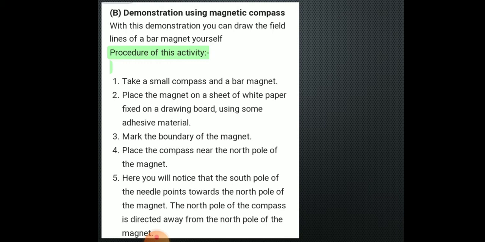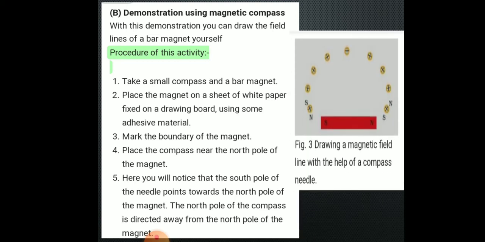For that, we require a small compass and a bar magnet. Place the magnet over a white sheet of paper on a drawing board and mark the boundary of the magnet. Keep the magnet on the paper, as you can see in the figure. Place the compass near the north pole of the magnet. You can see the north pole of the magnet here.